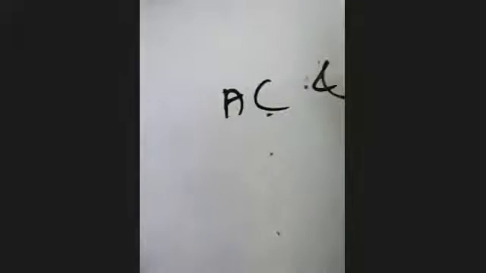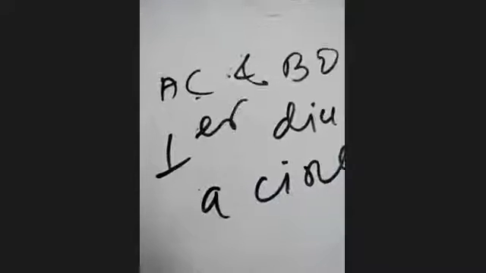Very simple problem. Again, I have another question. The two perpendicular diameters of a circle are there, AC and BD. These are the perpendicular diameters of a circle. Both of these are perpendicular diameters of a circle.